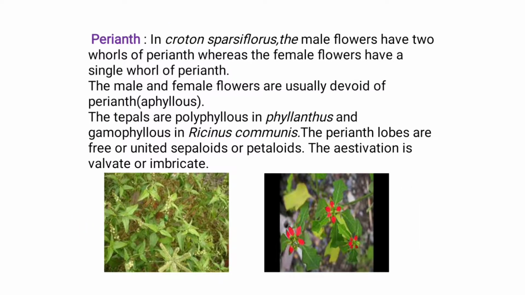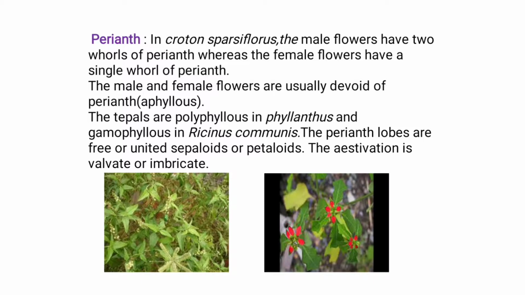Then the perianth. In Croton, the male flower has two whorls of perianth, whereas the female flower has a single whorl of perianth. It means in this Croton, the male flower is arranged in two lines, and the female flower is arranged in only one line. But the male and female flowers are usually devoid of this perianth.